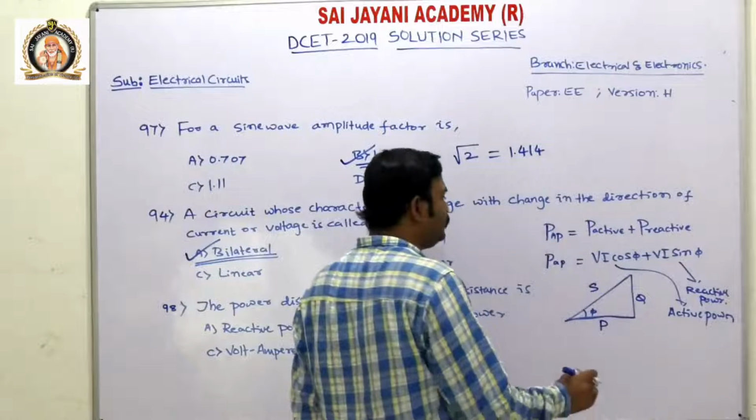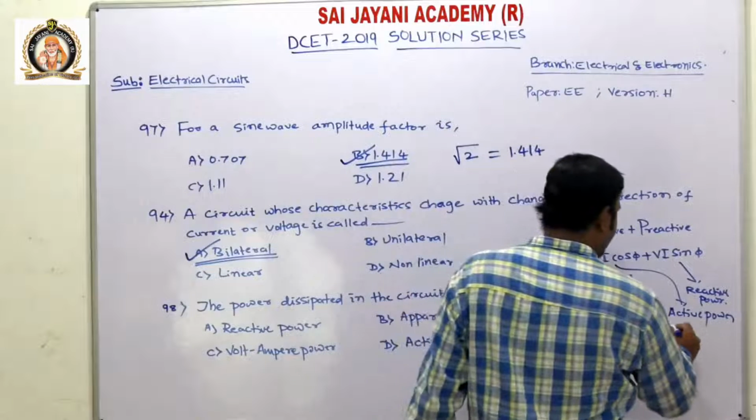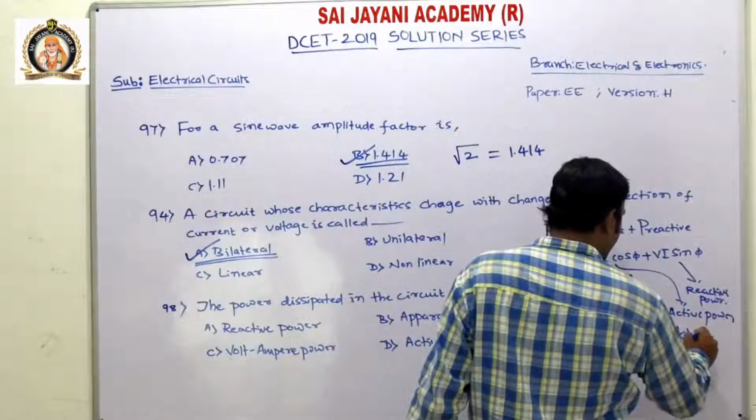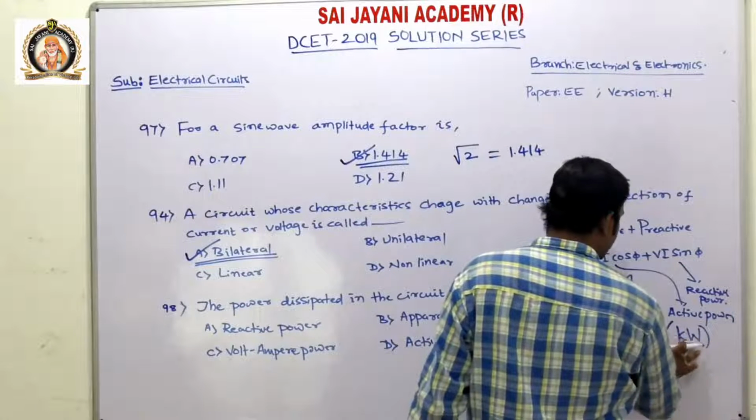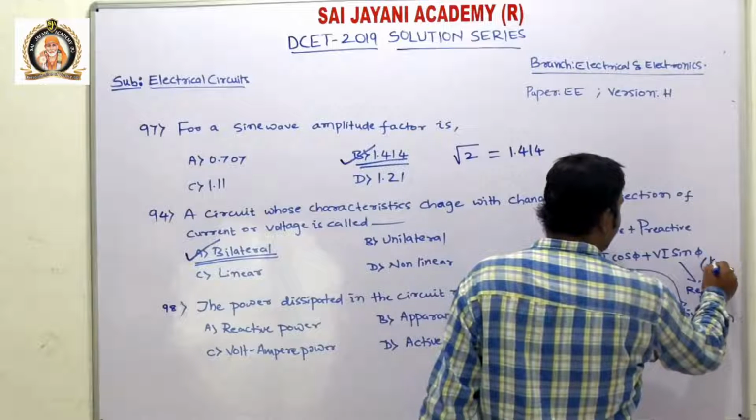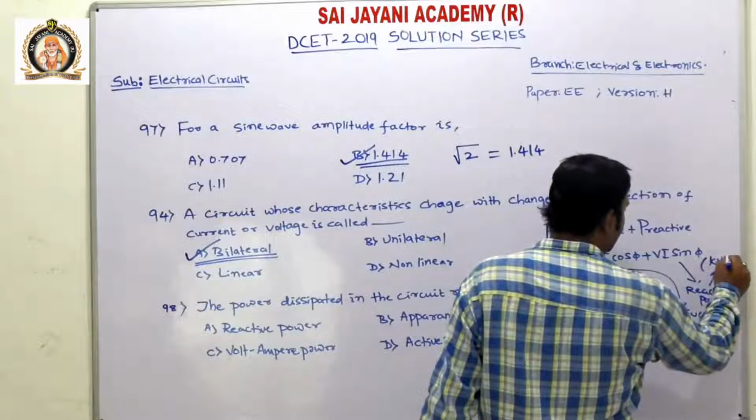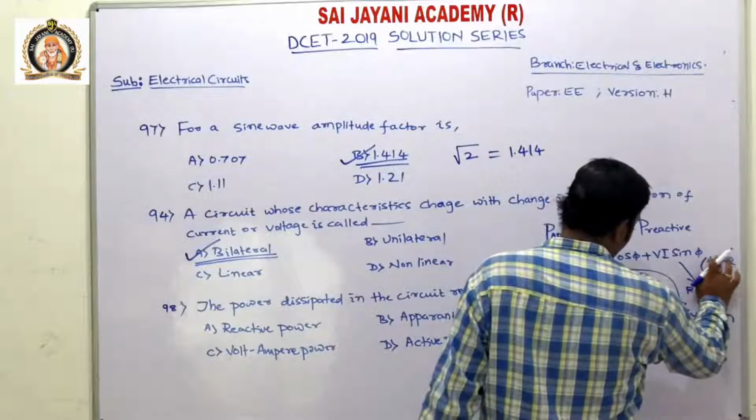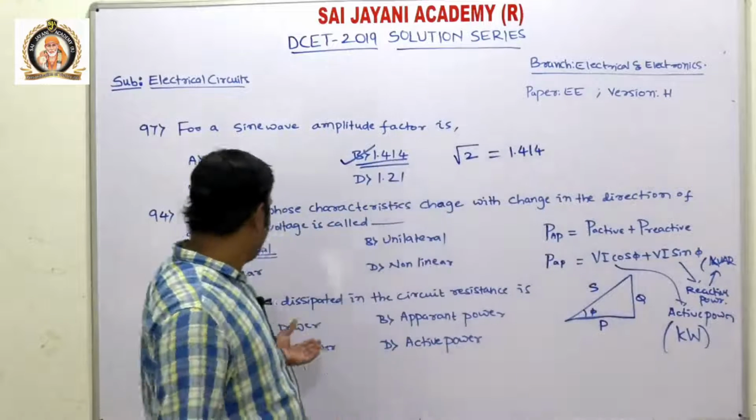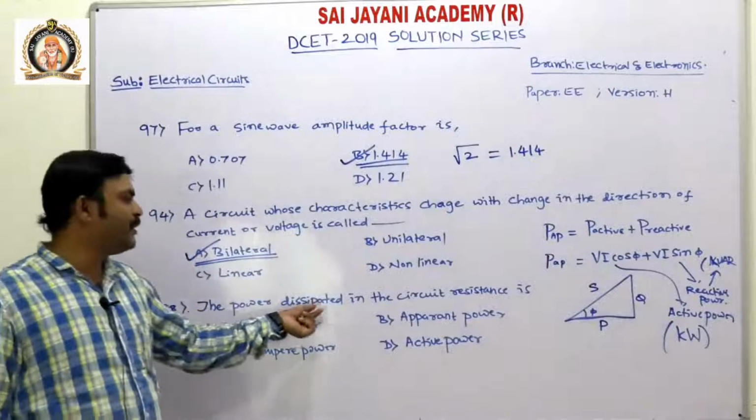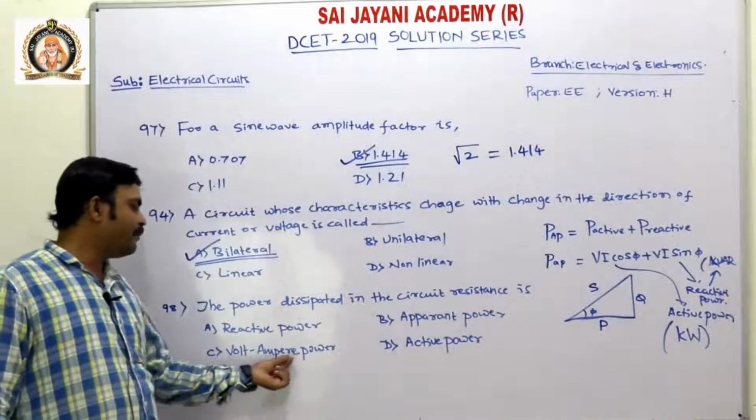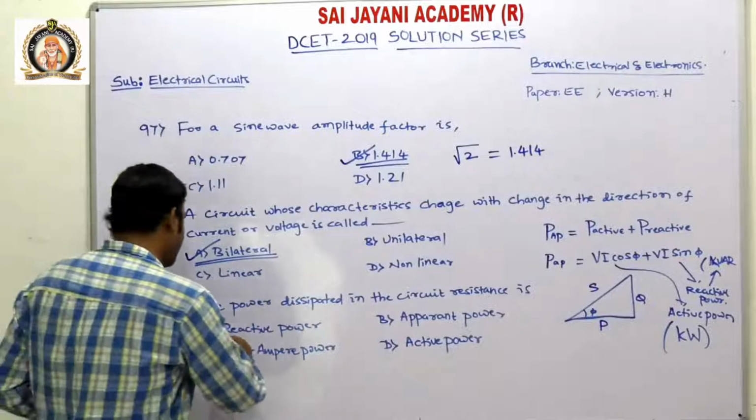Active power's unit is kilowatt or simply watt, and reactive power's unit is kVAR or simply VAR, volt ampere reactive. But what has he asked? The power dissipated in the circuit resistance is volt ampere power. Answer is C, volt ampere power.